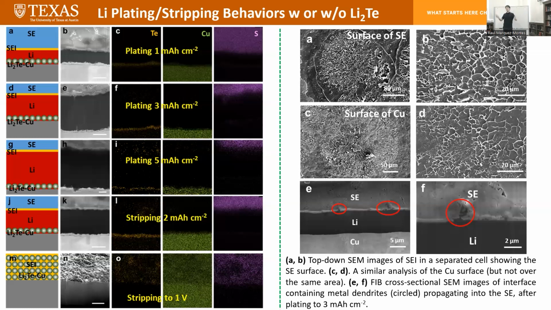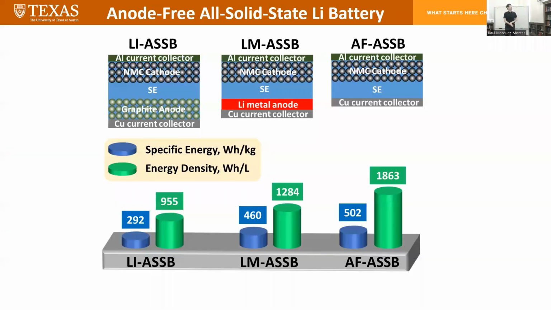That finally will lead to the shorting of the cell. Okay, now I'm going to move to some performance. This diagram compares the lithium full cells, like lithium-ion, solid-state batteries, lithium metal, or just using the anode-free configurations. As you can see, the anode-free configuration definitely gives you the highest, maximized energy density and specific energy.